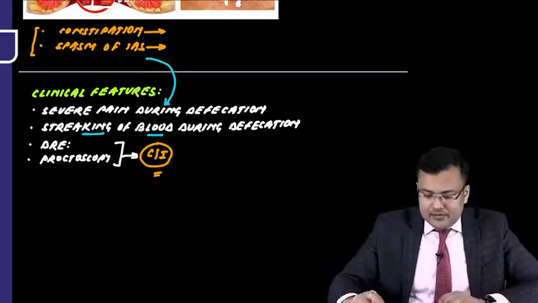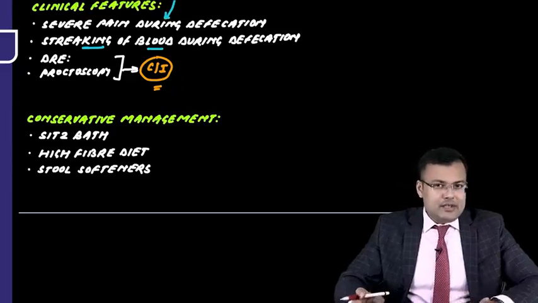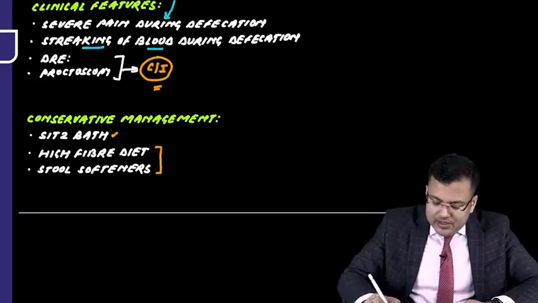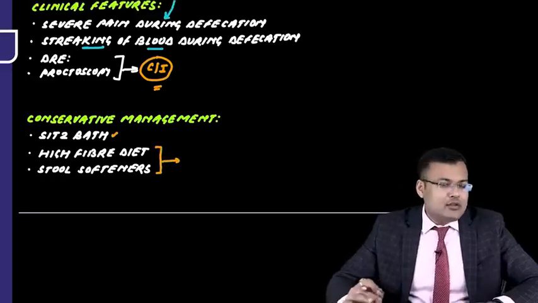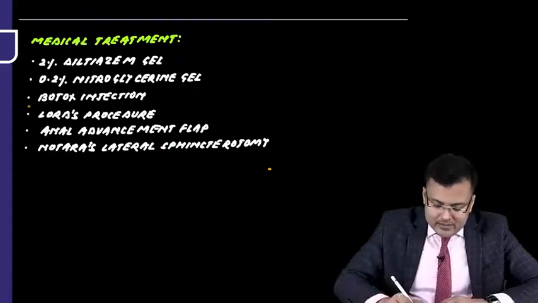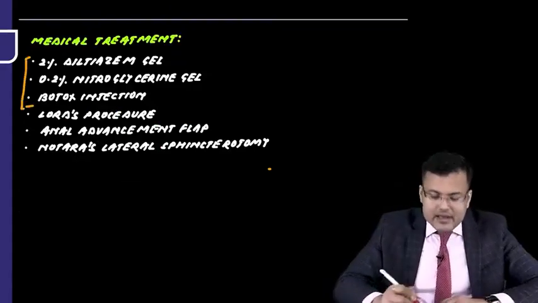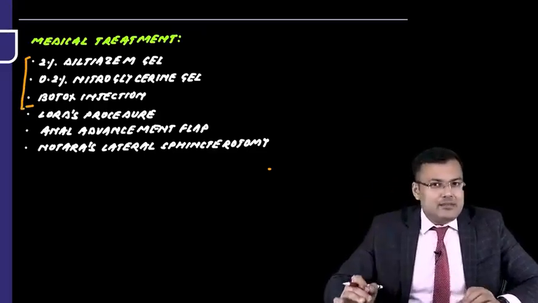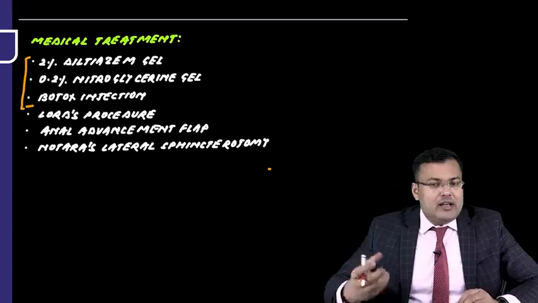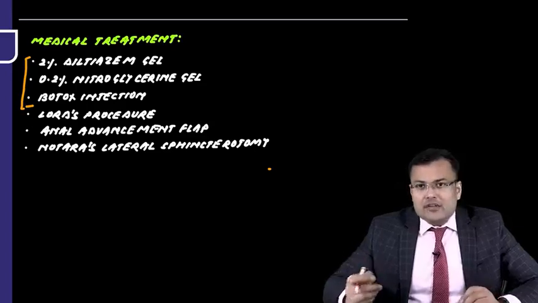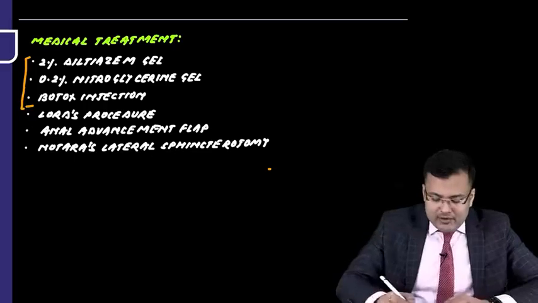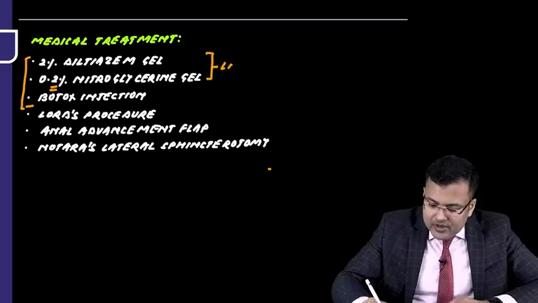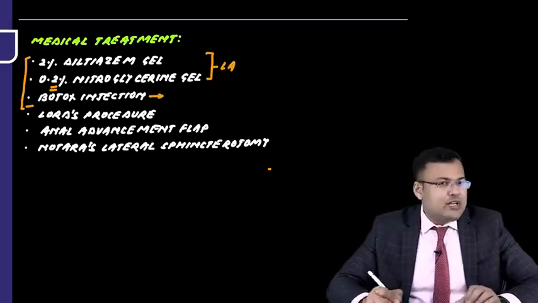So see the management. Initially we are going to advise conservative management, relaxation technique like sitz bath, and to treat the constipation, we give high fiber diet and stool softeners. Now see the medical management. In medical management, we can advise the patient to apply 2% diltiazem gel. You know that diltiazem gel is a calcium channel blocker and it leads to relaxation of sphincter, which is a smooth muscle. Or we can advise 0.2% nitroglycerin gel local application. We can inject Botox, botulinum toxin also.